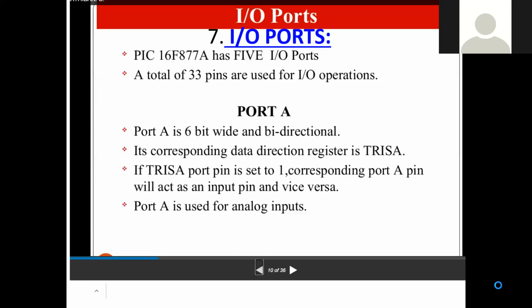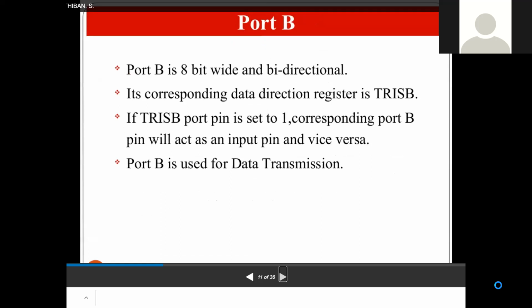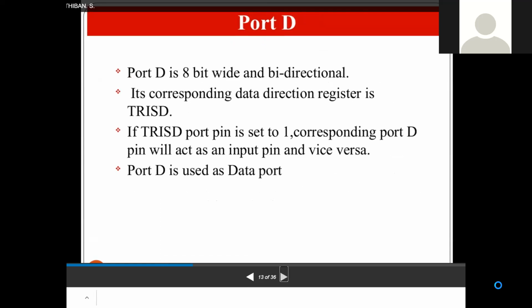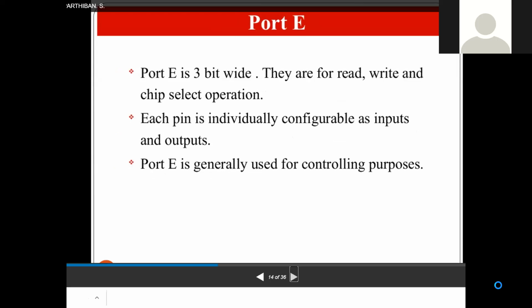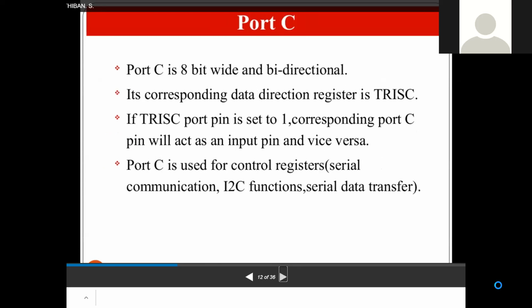Port A, and you all know 33 pins. No, all the ports are not 8-bit ports, you have to understand. Port B, port C, port D are only 8 bits. So 3 into 8, 24. Port E has 3 pins, so 27, and port A has 6 pins.